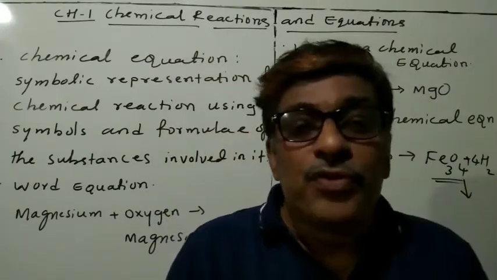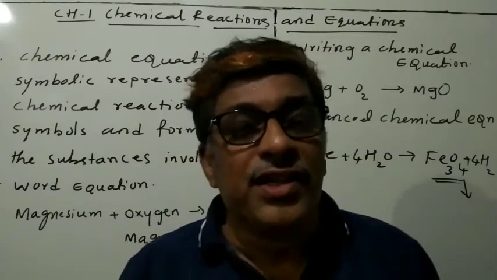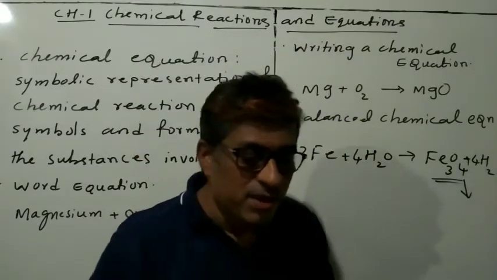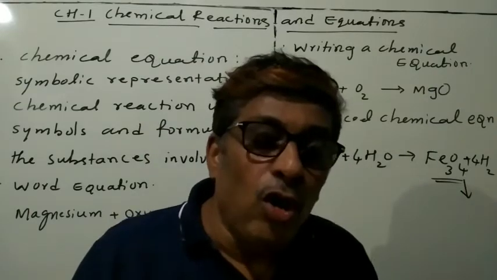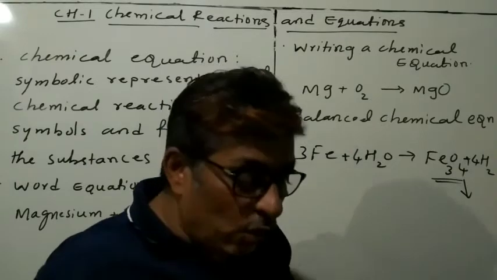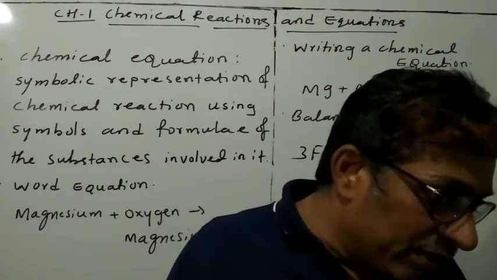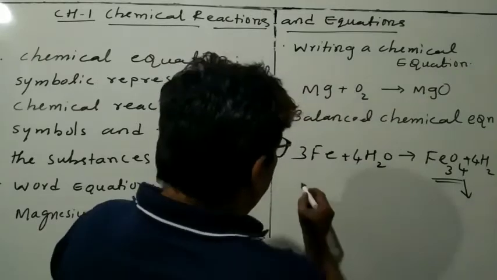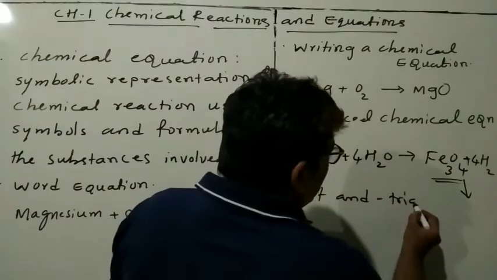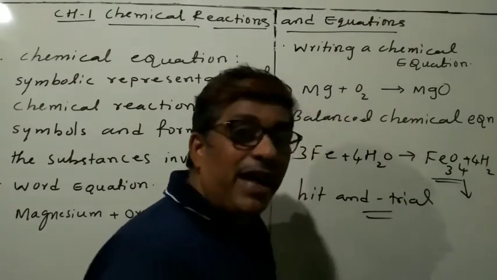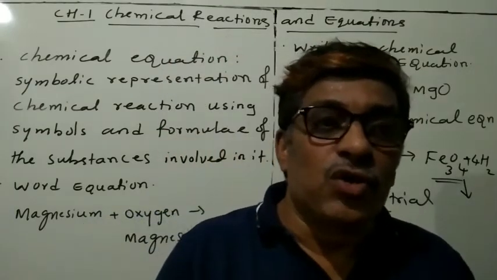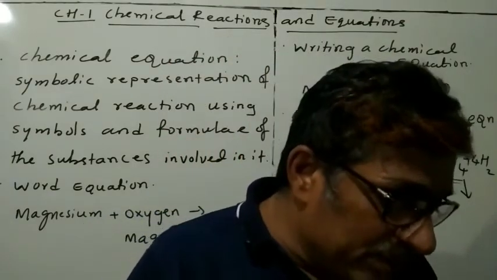So in this way, by using the tricks, you can easily balance the equations. This method of balancing the equation is called the hit and trial method. So what is the hit and trial method? The method of balancing the chemical equation by trial is called the hit and trial method.